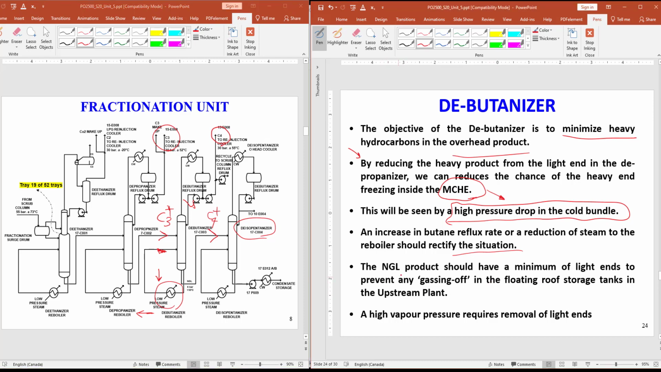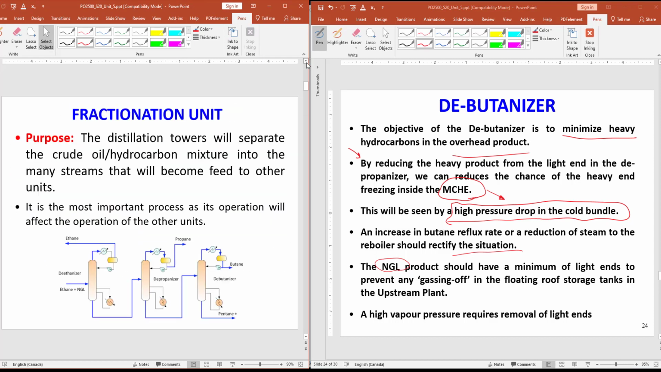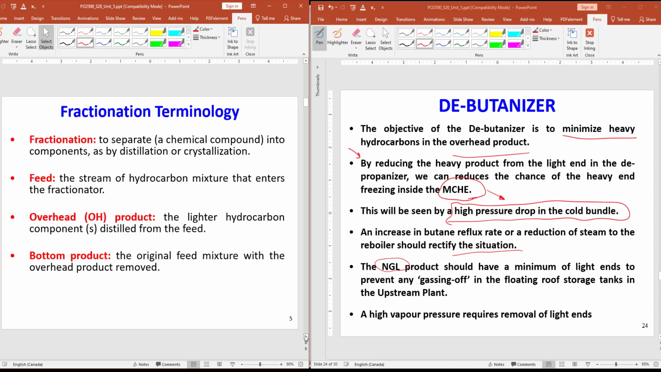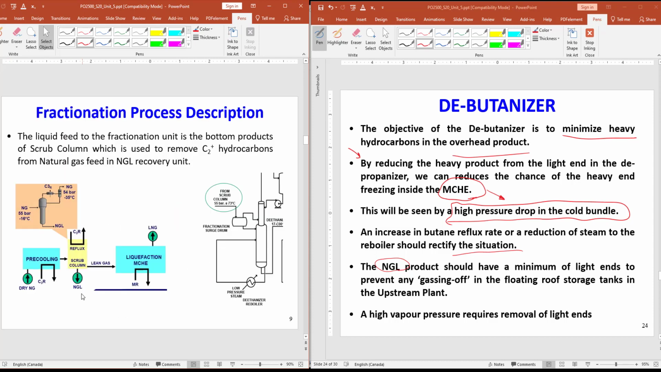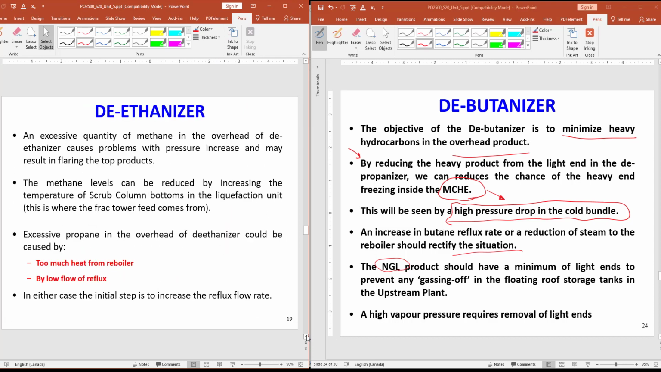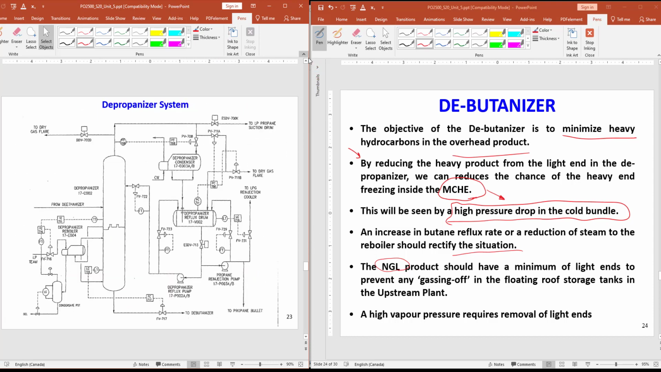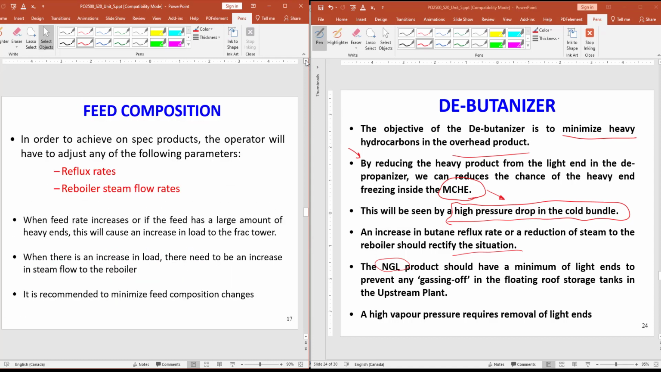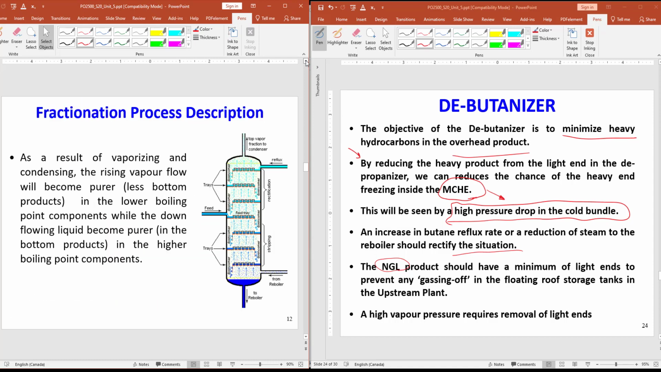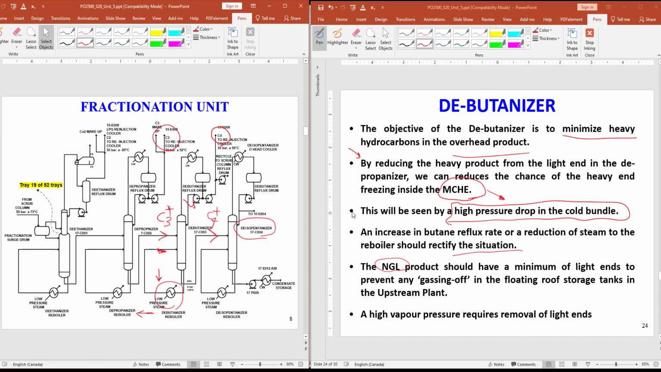Now, NGL. NGL is natural gas liquid. Let me go back here. What does it mean? NGL is this part here, and this is the NGL. It is coming from a scrub column, and we send it to the fractionation unit, the unit that we are currently talking about.